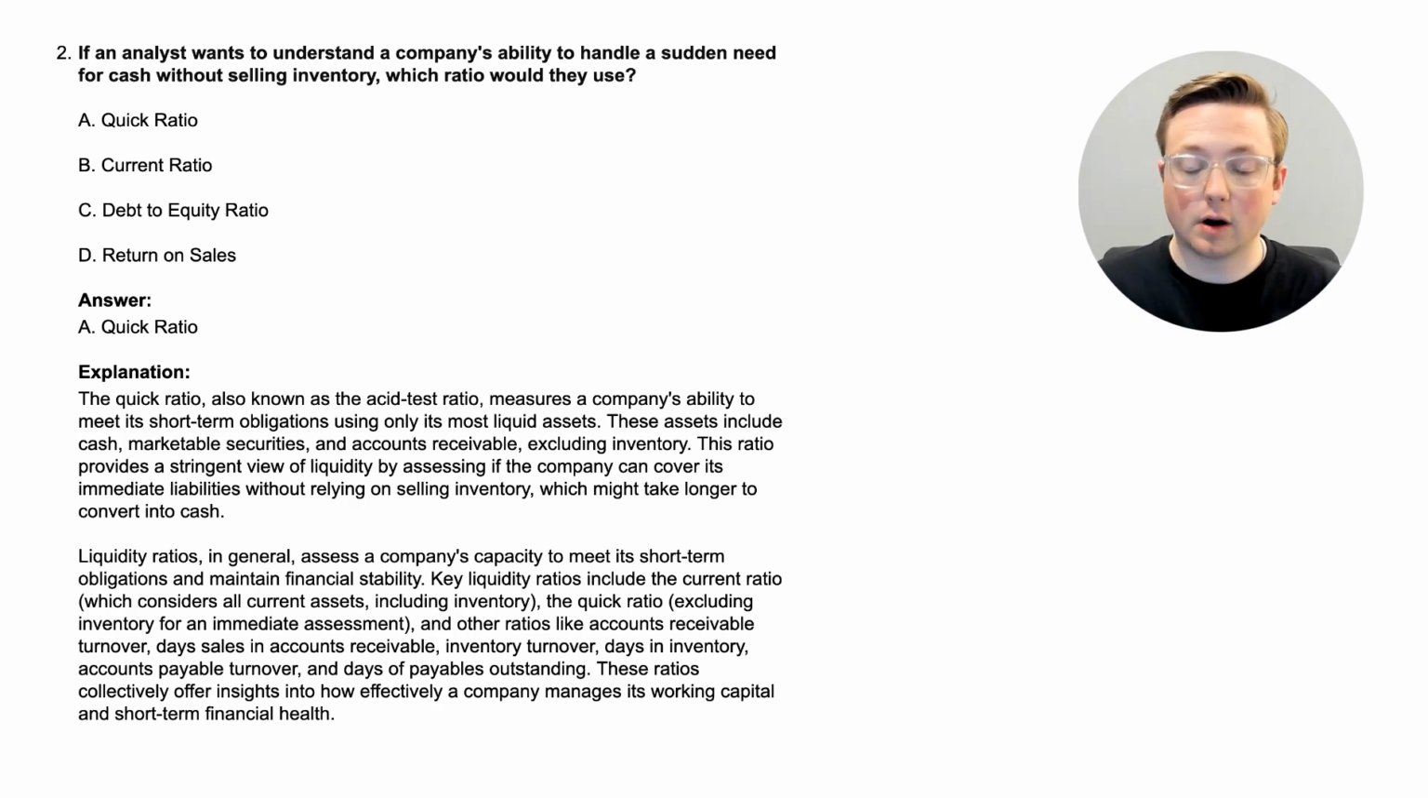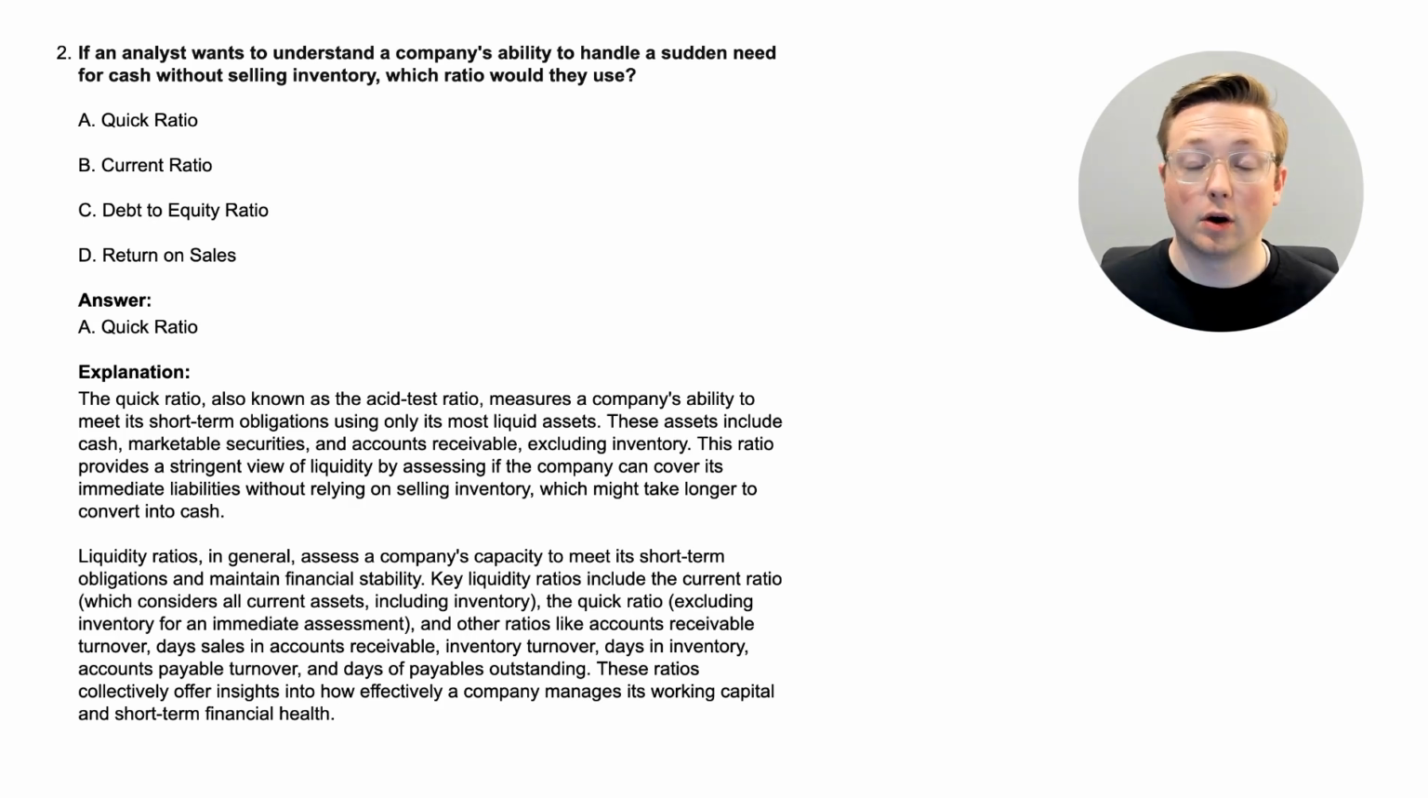How quickly are our accounts payable turning over? How quickly are our receivables turning over? Are we getting money quickly, or is it taking a long time? Different things like that. It's all about the short-term ability to get money, pay money, and things like that. So that's liquidity ratios. They're different than profitability ratios. Profitability ratios are all about how well are we making money, how well are we doing that.